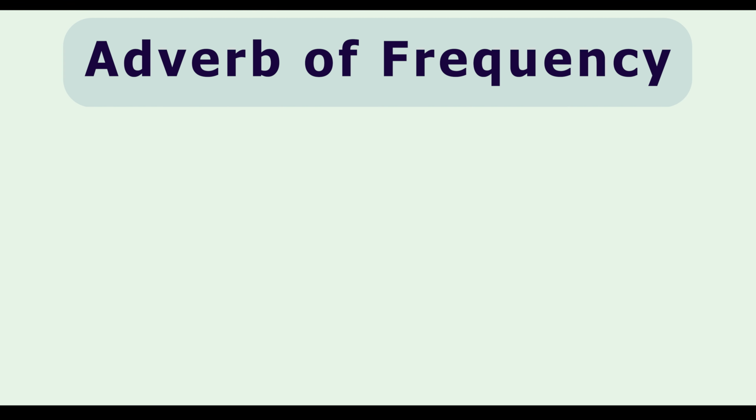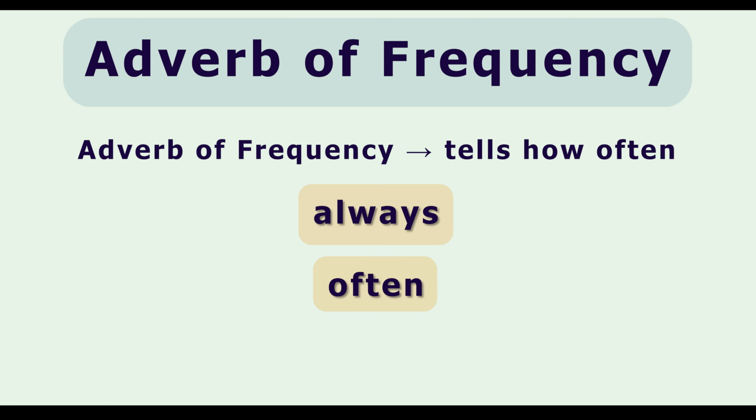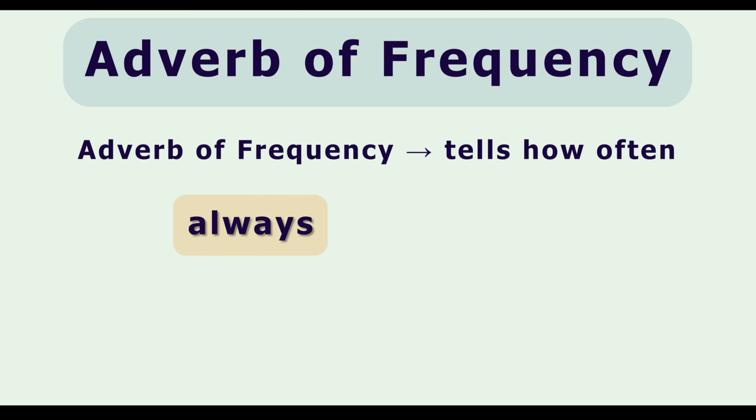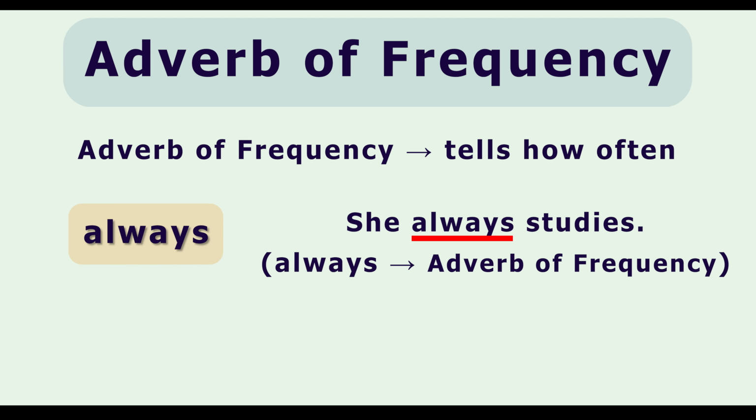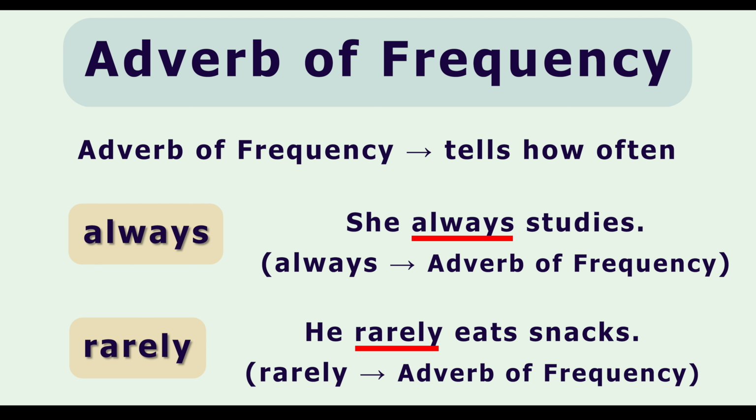Next, adverbs of frequency. Adverbs of frequency show how often something happens, such as always, often, or never. For example, she always studies. Here, always is the adverb of frequency. Another example, he rarely eats snacks. Here, rarely is the adverb of frequency.